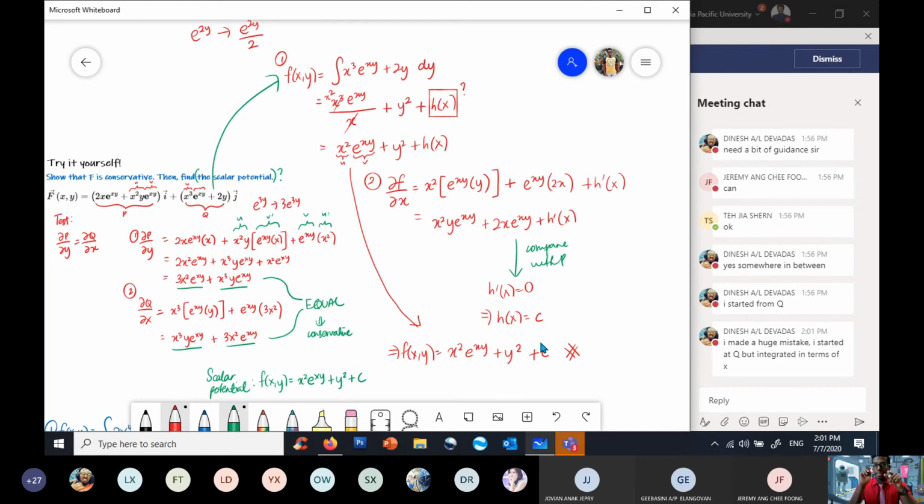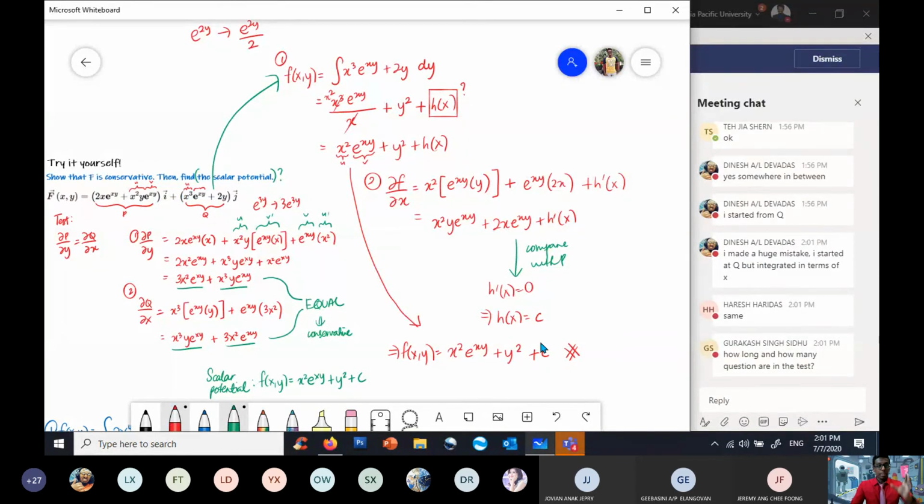Class test next week, right? Next week on our second class. What is it? I started at Q but integrated with respect to X. Ah, I see. So no wonder you get a different thing. Okay, just remember after this, starting with Q with respect to Y. Started from P with respect to X.